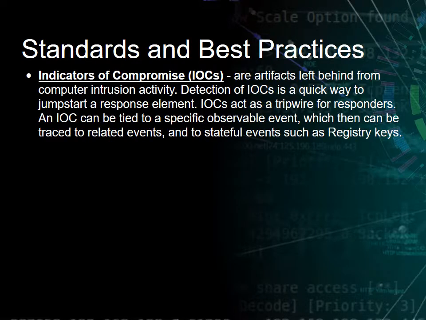In cybersecurity, we often talk about indicators of compromise. They are artifacts left behind from computer intrusion activity. Detection of indicators of compromise is a quick way to jumpstart a response element. Indicators of compromise act as a tripwire for responders. An IOC can be tied to a specific observable event, which can be traced to related events and to stateful events such as registry keys.